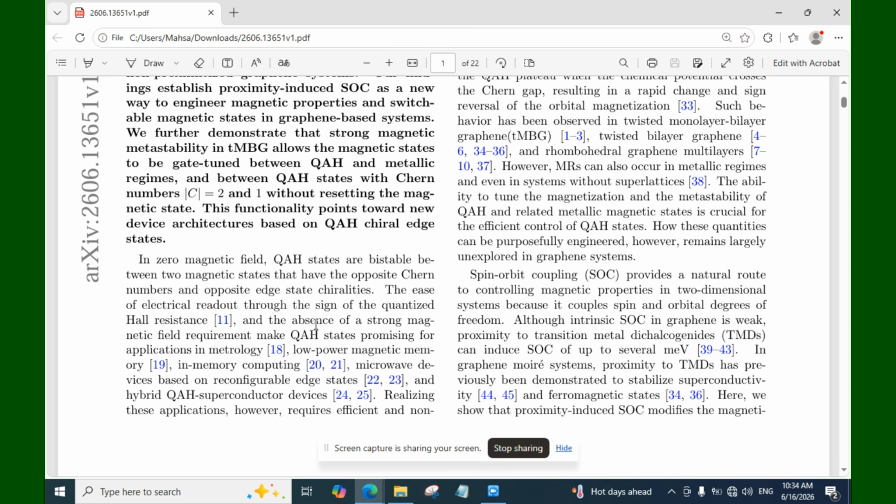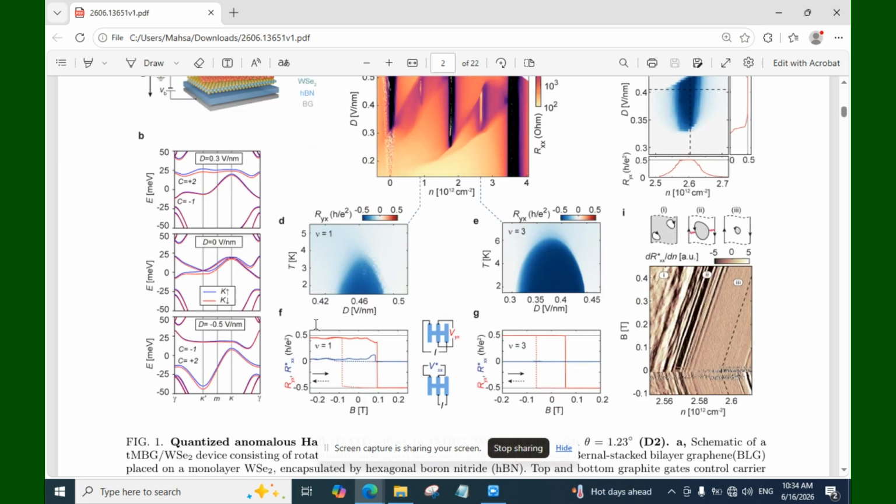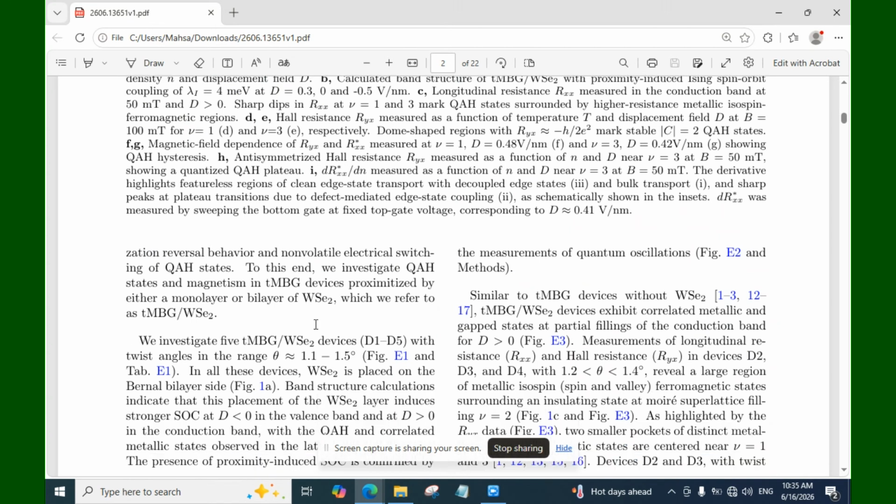In graphene moiré systems, proximity to TMDs, or transition metal dichalcogenides, has previously been demonstrated to stabilize superconductivity and ferromagnetic states. Here we show that proximity-induced SOC modifies the magnetization reversal behavior and non-volatile electric switching of QAH states. To this end, we investigate QAH states and magnetism in TMBG devices proximatized by either a monolayer or bilayer of WSe2, which we refer to as TMBG/WSe2.